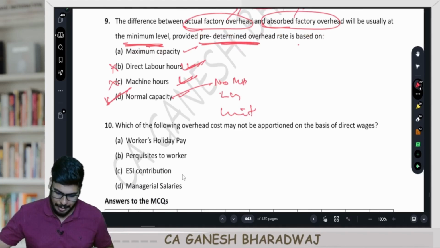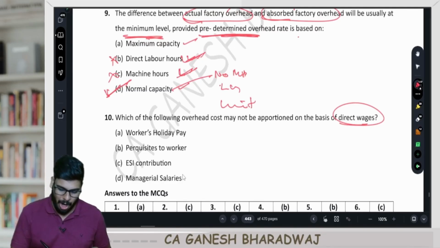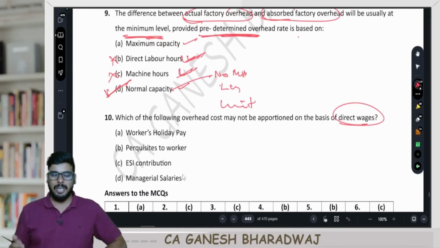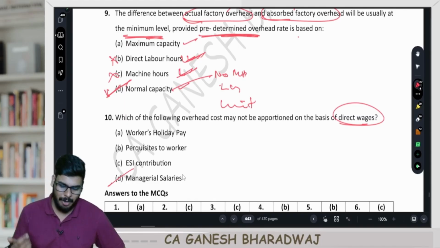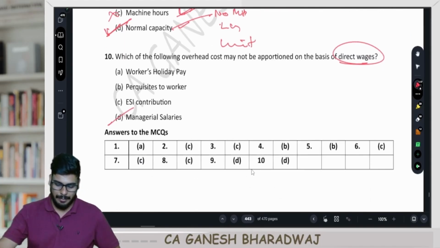And finally, which of the following overhead costs may not be apportioned on the basis of direct wages? Which of the following, odd one out of the four, which one will I not apportion on the basis of direct wages? Managerial salaries. Obviously, why? Because they are sitting in the corporate office. Clear with this? This is what is given here.